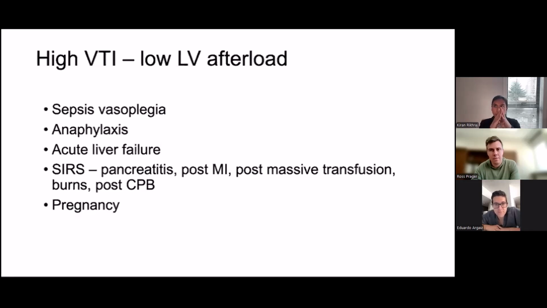And so I think that's really, as you said, the big distinguishing factor when you first measure the VTI. Is it high? Is it low? And really, when you have a high VTI, your differential diagnosis is pretty narrow. It's mostly distributive shock. I'm curious, Eduardo, do you have the same approach? Is that really your first branch point?